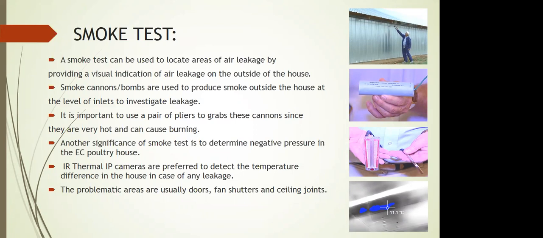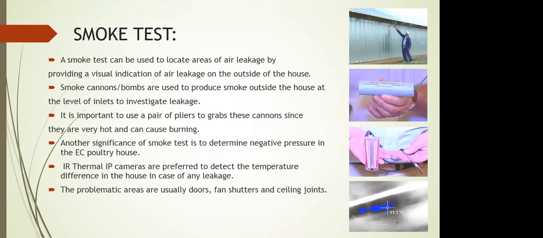Similarly, if the smoke just goes right to the next adjacent wall of the ventilation shed, it means that the negative pressure is way too high and we have to lower it. So that's the main determination point of negative pressure.